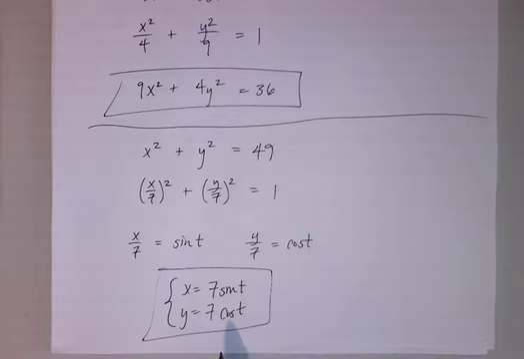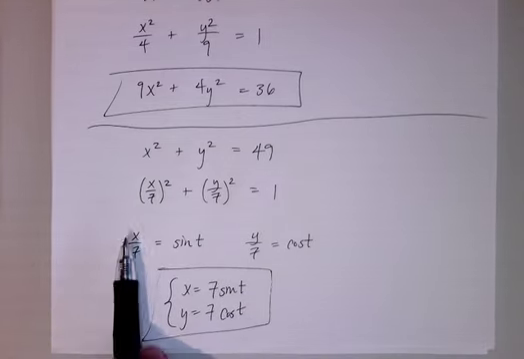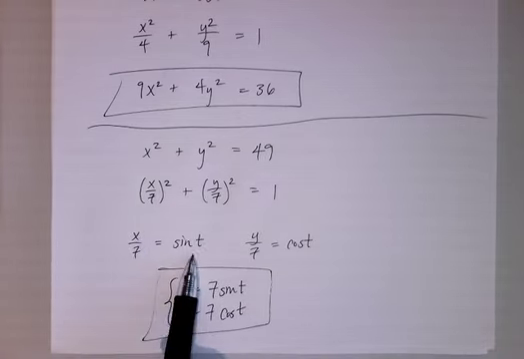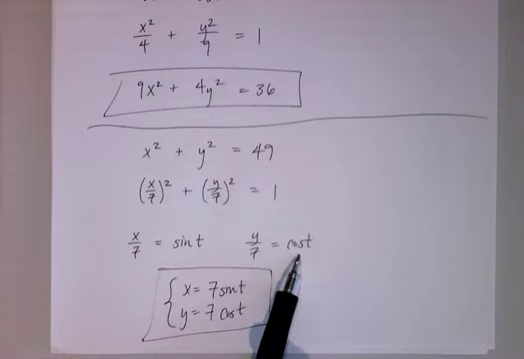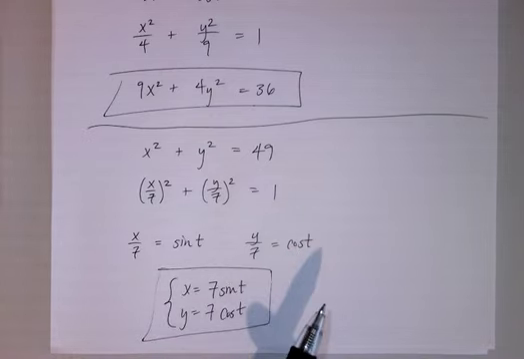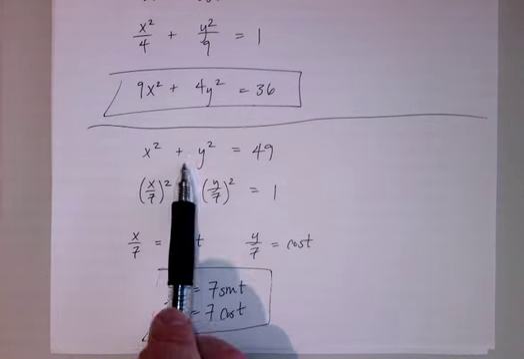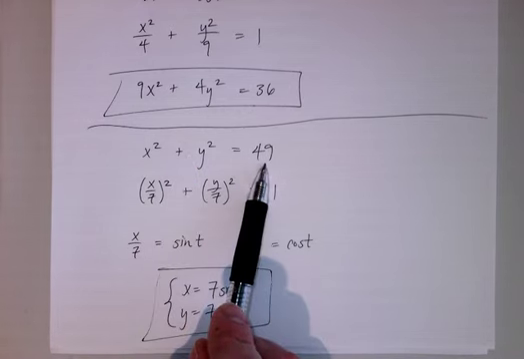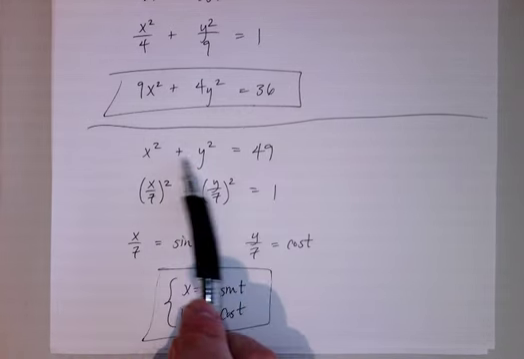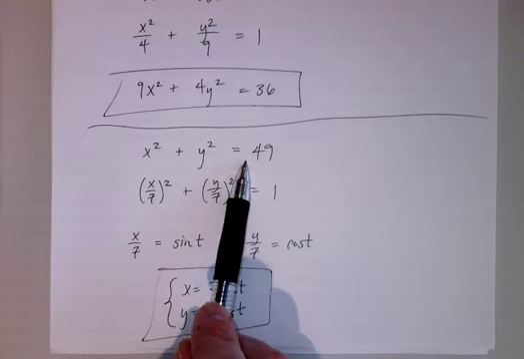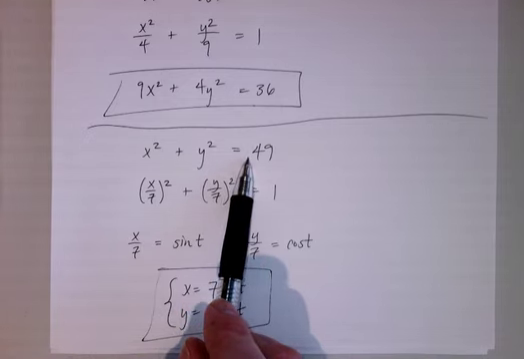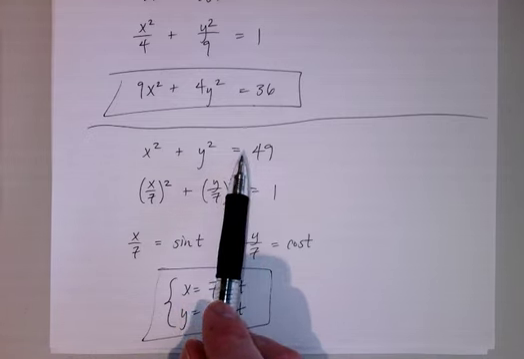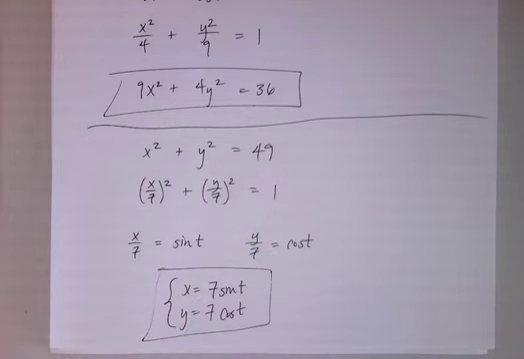Now, could I have just as easily set x over 7 equal to cosine and y over 7 equal to sine? And the answer is yes. Because you're starting out here in xy Cartesian terms, unless they give you a stipulation as to when the graph needs to be at a particular point, you get to choose, okay? Now, let's go ahead and do another one.